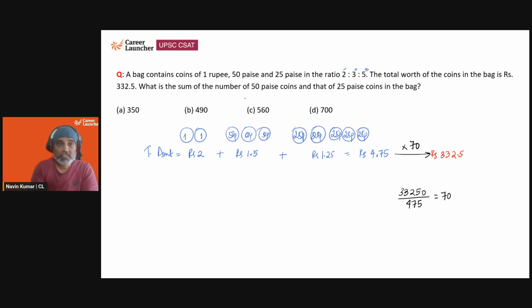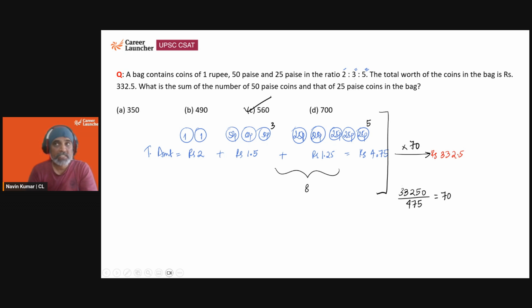Now, we are asked, what is the sum of the number of 50 paise coins and that of 25 paise coins in the bag? So the number of 50 paise coins is 3. The number of 25 paise coins is 5. So the total number of both types of coins we have is 8. Since this is 70 times, everything will become 70 times. So 8 into 70, 8 into 7 is 56, and then we will have a 0 at the end. So 560 becomes our answer.